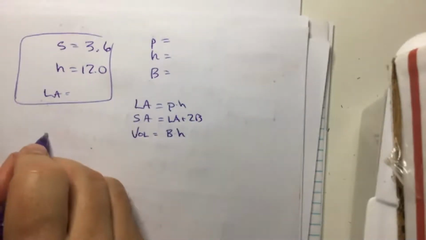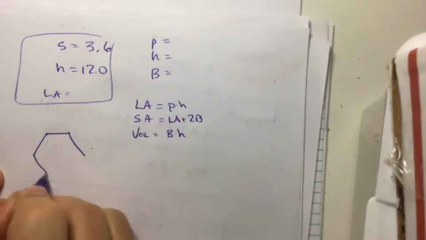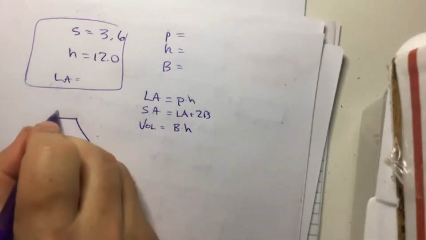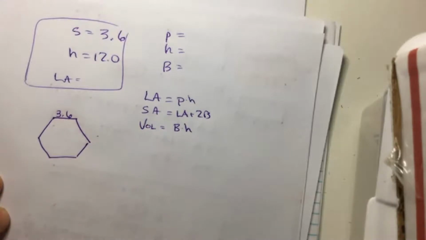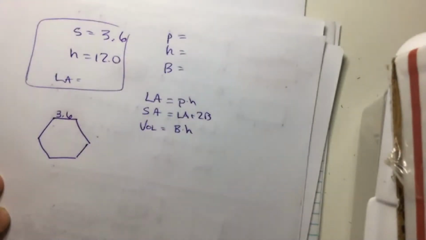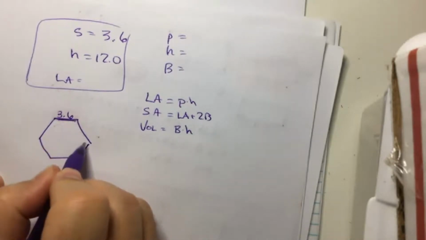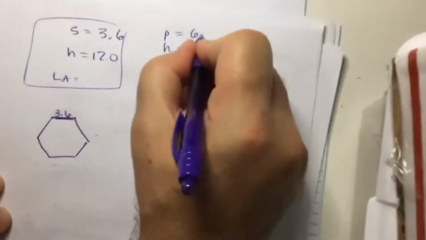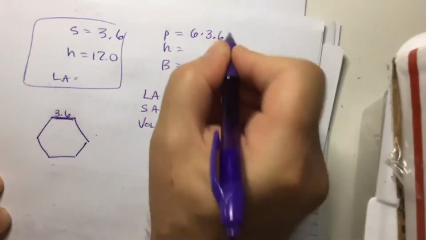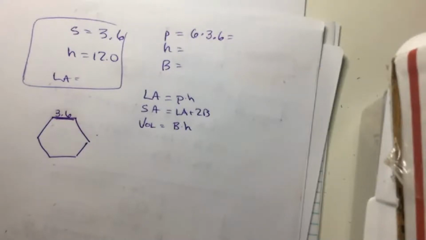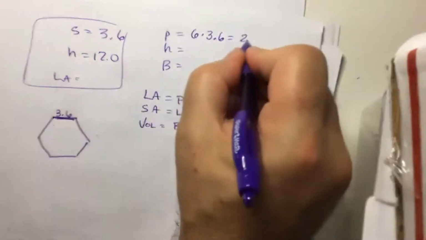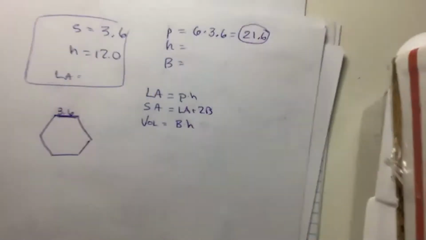So, my base, it's all about the base. This is a hexagon with a side length of 3.6. So what do I do for my P? This is one side, and a hexagon has 6 of them. My P is just going to be 6 times whatever my side length is. In my case, it will be 21.6. Let's leave that alone for a minute.